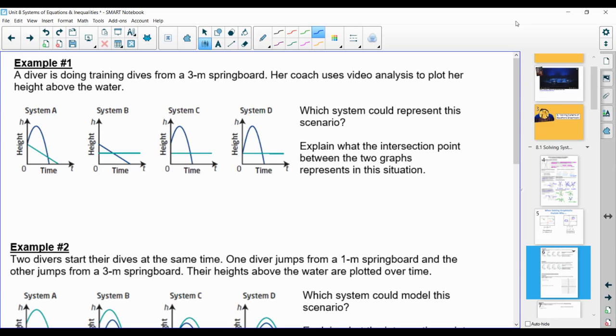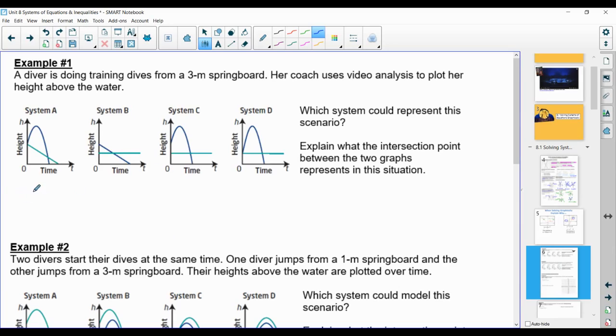Taking a look at our first example, a diver is doing training dives from a 3-meter springboard, and her coach uses video analysis to plot her height above the water. The question is, which system could represent this scenario? And then what does that intersection point actually represent in the situation? This might be a time where you can pause the video, take a look at the 4 graphs, make your decision, and then come back.